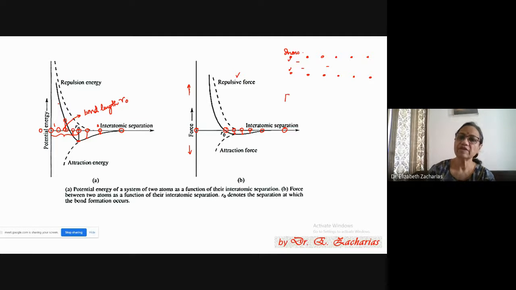At the bond length R naught, there is no force. Please remember the net force is equal to the attractive force plus the repulsive force. Till you reach here, in this region, the force is attractive. But once you reach here, the force becomes zero. So the net force at R naught is zero. This is an equilibrium position, the equilibrium separation.